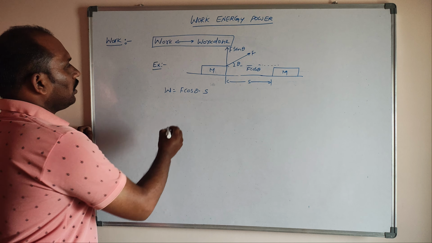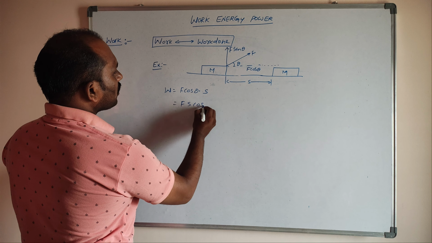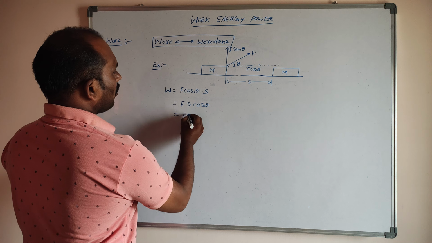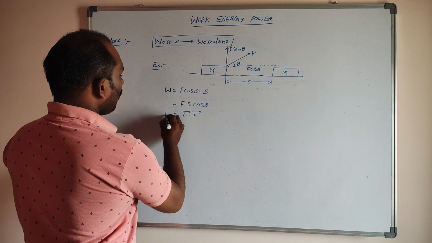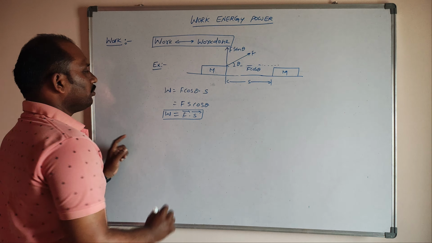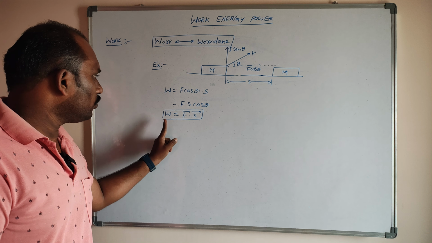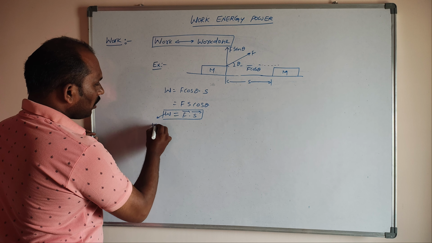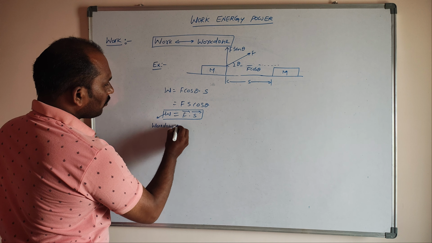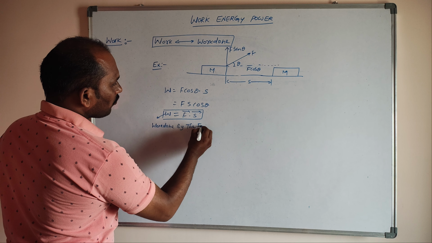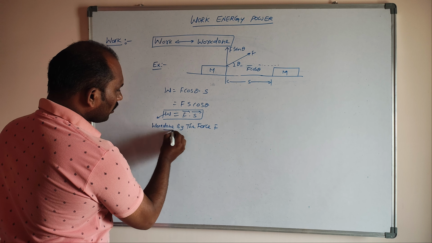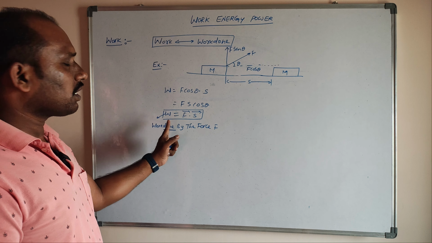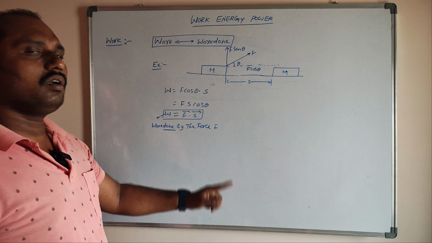So we have F S cos theta, which is nothing but F bar dot S bar. What is work done? Work done by this force is W. W is equal to the work done by the force F. So now we are in the terminology of work done. That is the meaning of it. The work done by the force F is W equals F bar dot S bar.